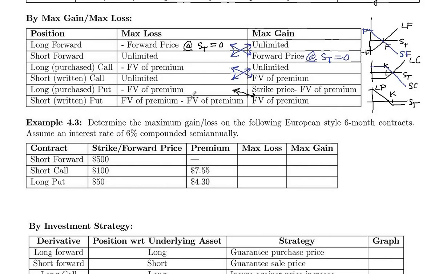This is labeled incorrectly. This is strike minus future value of the premium. This should be future value of the premium minus the strike price. So this should actually be in here.